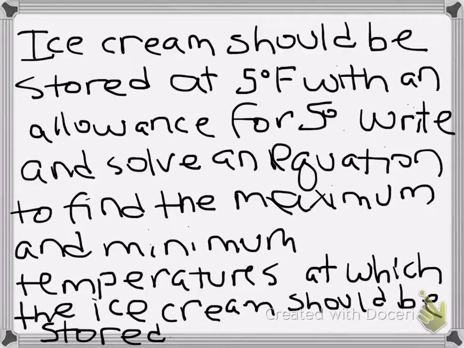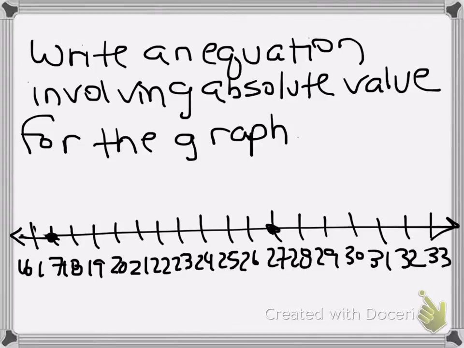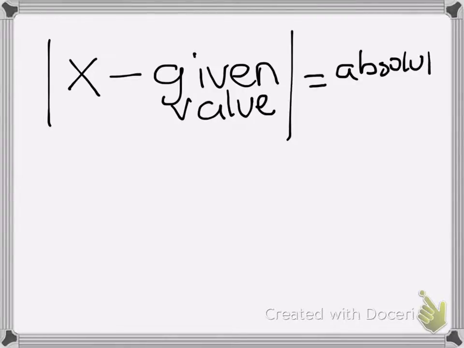In this case, we have ice cream should be stored at 5 degrees with an allowance for 5 degrees. The allowance for 5 degrees is what's telling us what our absolute value equation is going to be set up with. It is always x minus a given value. This is how you would set up an absolute value equation, with that in absolute value symbols. And then it's going to be equal to the absolute value.